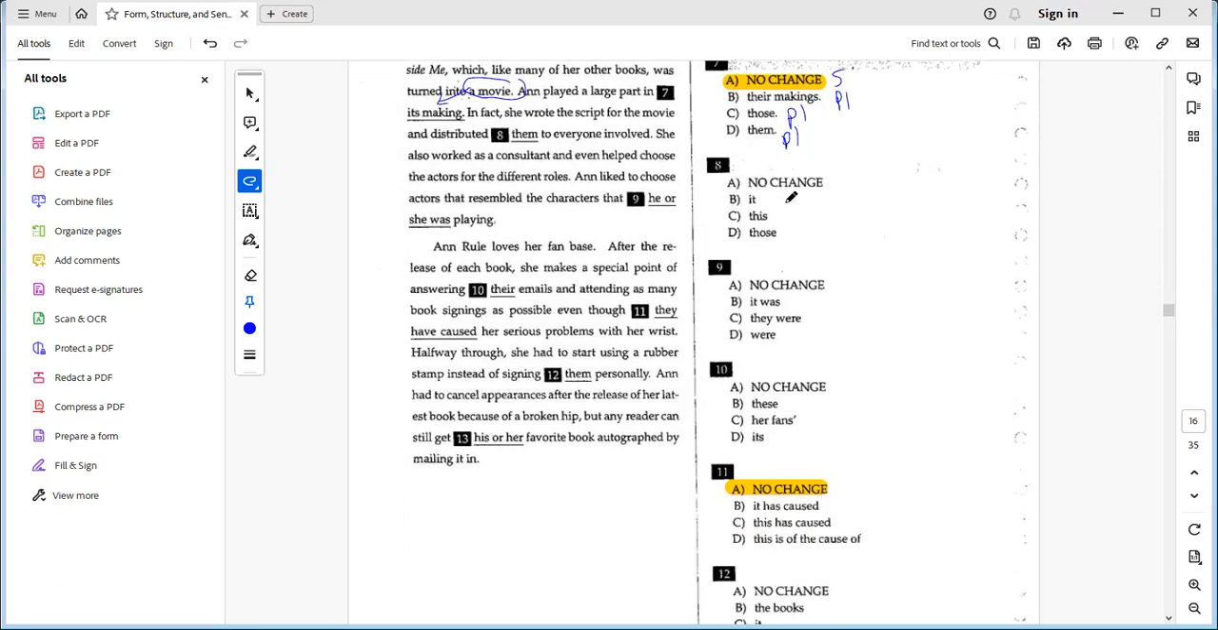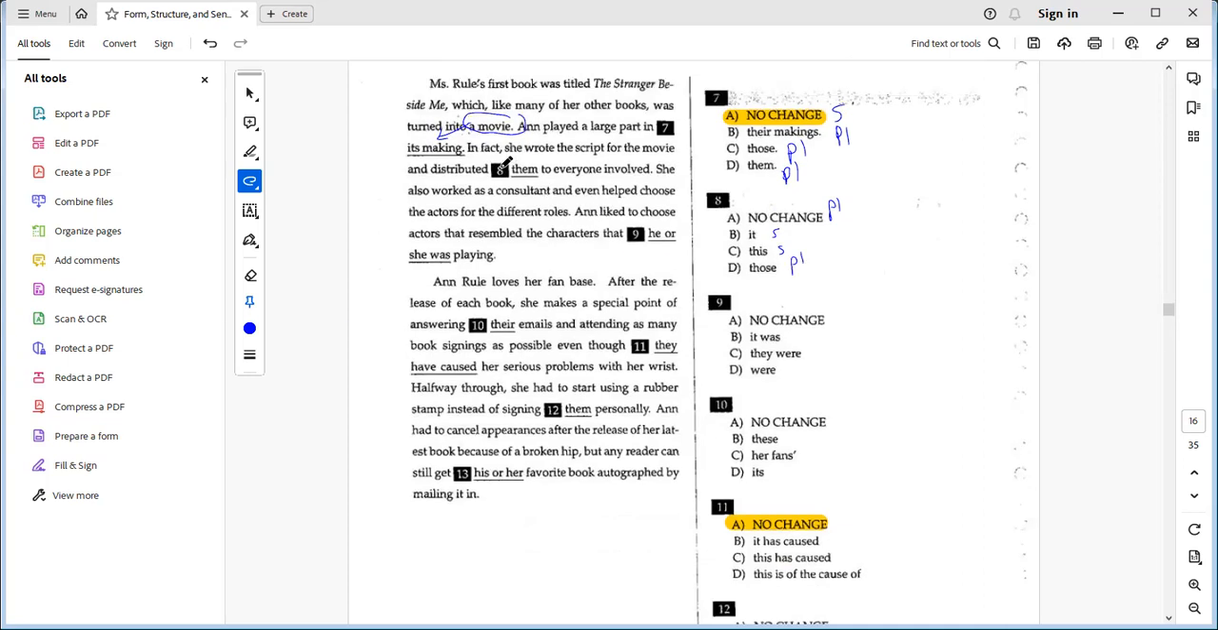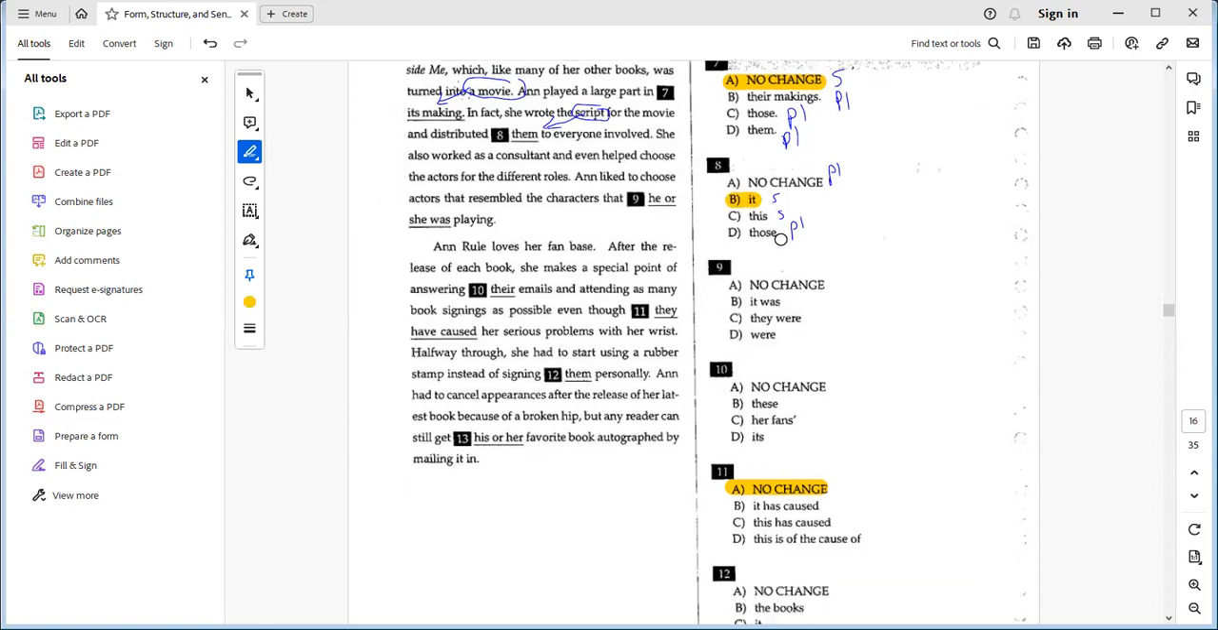Number 8. Here, them plural. Singular, singular, plural. So we can't work like that. Let's read. In fact, she wrote the script for the movie and distribute. We are talking about the script. We're talking about the script. So we need something singular. So we have it or this. No, this is going to be wrong because it must be this script. So it's going to be it.